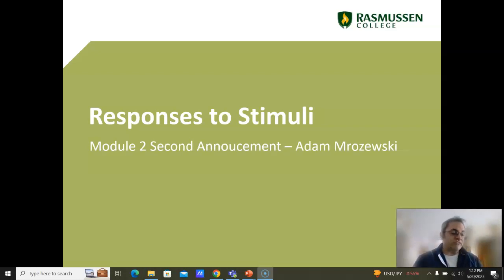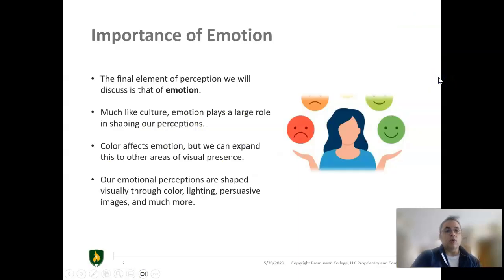Let's talk about the end of week 2. I'm talking about responses to stimuli and finishing up perception as a whole, before we get into semiotics. It's really important because emotion ties into perception a lot of times. The final element of perception that we're going to discuss this week is emotion. We deal with emotional communication a little bit with perception, and much like culture, emotion plays a larger role in shaping our perceptions. Color affects emotion, but we can expand this to other areas of visual presence. Our emotional perceptions are shaped visually through color, lighting, persuasive images, and so much more. So emotional communication ties a lot into perceptual communication.